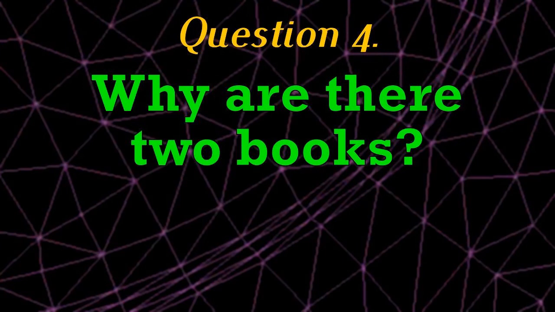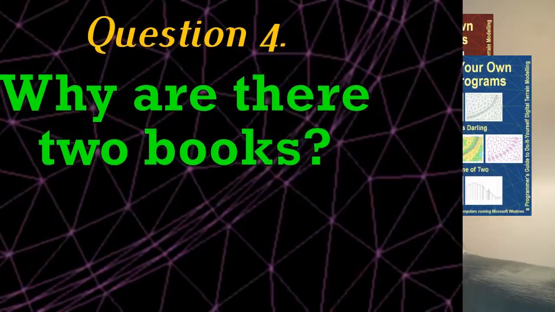Question 4. Why are there two books? If someone only wishes to create digital terrain models, they can buy the first book on its own. This saves them money compared to buying a larger, single, combined book. In addition, splitting the topic across two books creates two medium-sized books which are easier to handle than a single large book.